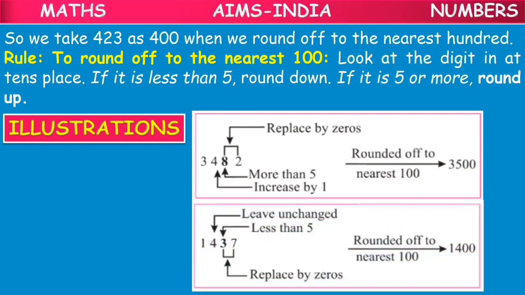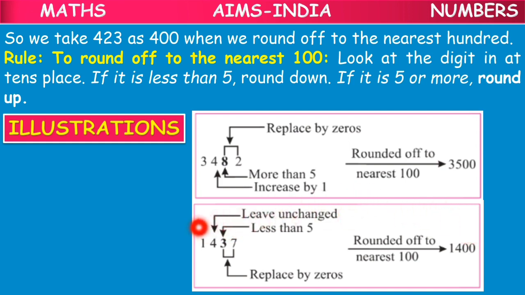Yes, students? Now, let us look at another example, 1435, wherein we have 3 in the tens place. Now, this 3 is less than 5. So, we'll leave the numbers on its left unchanged. We have 1 4 here, so we'll write same 1 4 in the answer. And what to do with the tens and ones? We replace them both with zeros.